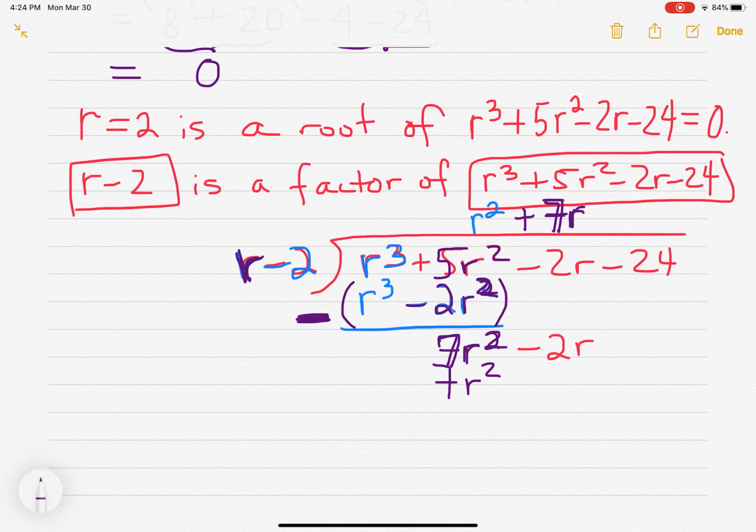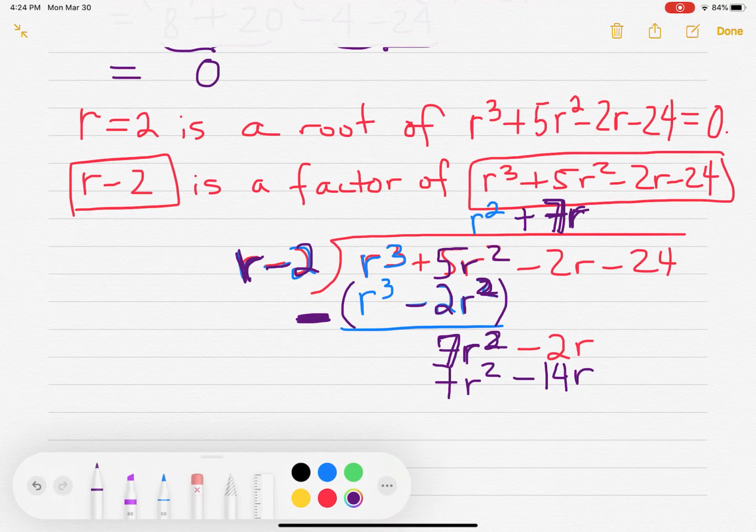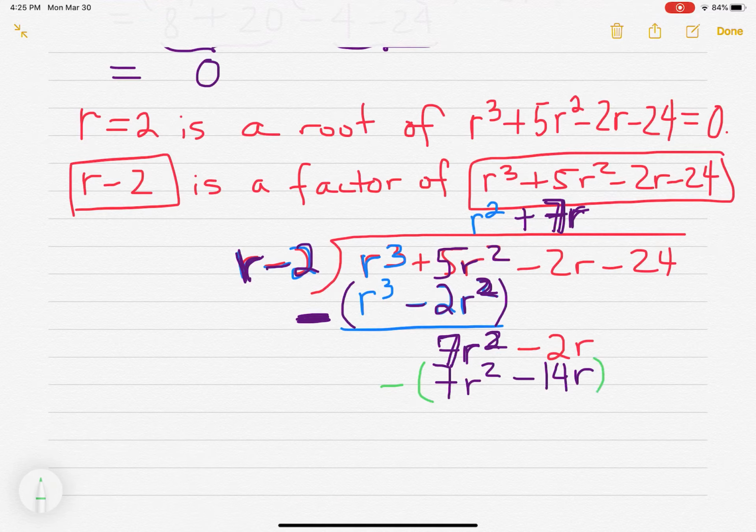I'm going to take this 7r times -2. It's going to give me a -14r. And I'm going to subtract these doodads. Now, a lot of people don't bother putting that subtraction in the parentheses. I'm going to do it. Keeps me straight, maybe. So I'm going to take 7r squared minus 7r squared. That's going to zero out.